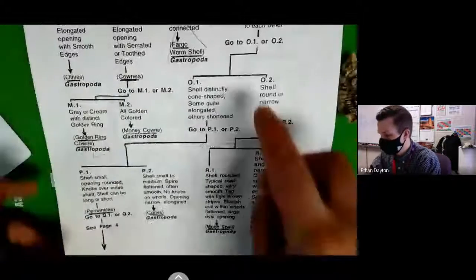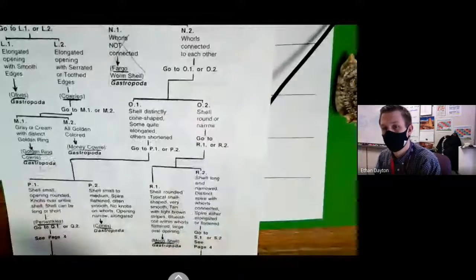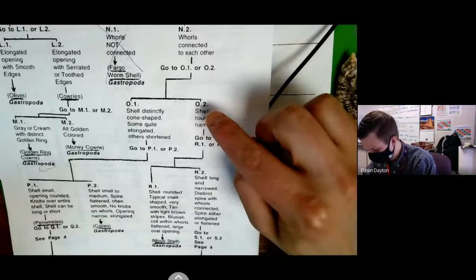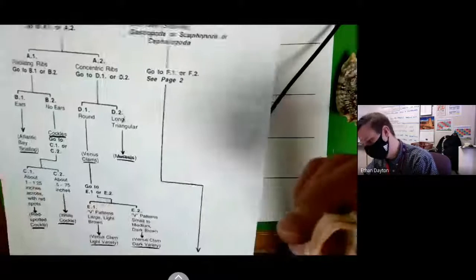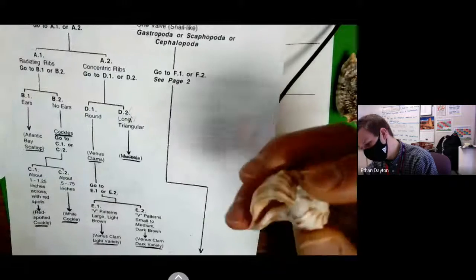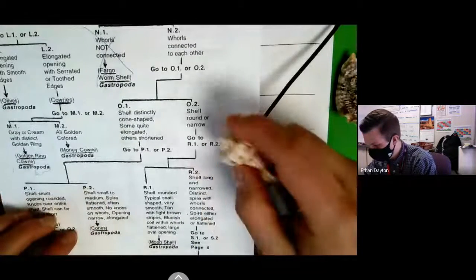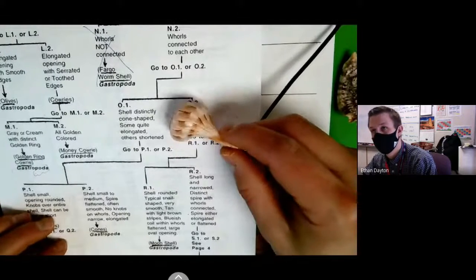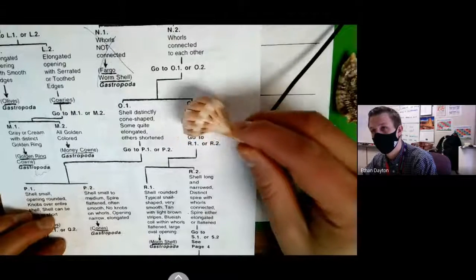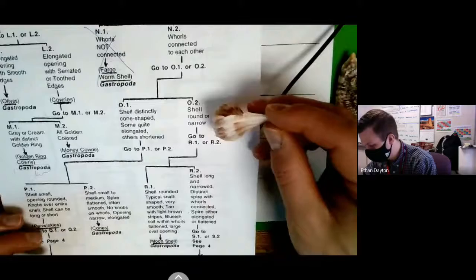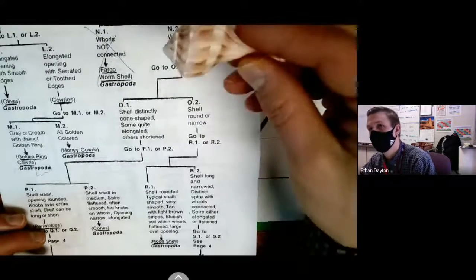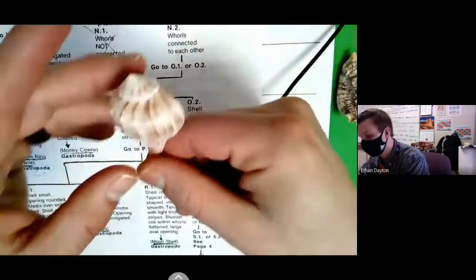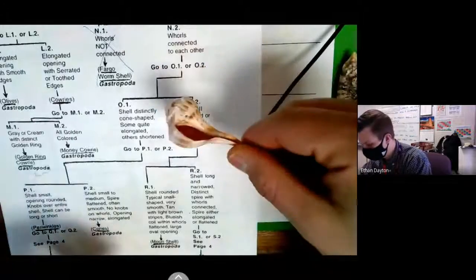It is not N1 for sure. The whorls are connected to each other. So we're going to go to O1 or O2. Is the shell distinctly cone-shaped? Is it elongated or maybe shortened? Or is it round and narrow? Round or narrow? To me, even though it has this large portion over here, this is round. Okay, this is round. We're going to go to R1, R2.